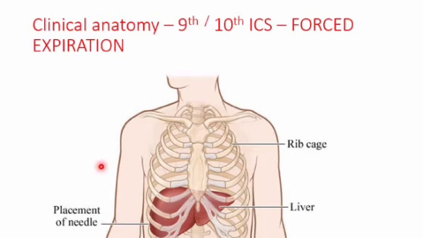Normally, to extract the liver substance, we call it a liver biopsy. Normally the site used is either the 9th intercostal space or the 10th intercostal space. The procedure is done during forced expiration, so that will avoid damage to the lung and pleural cavities. The needle directly enters into the substance of the liver.